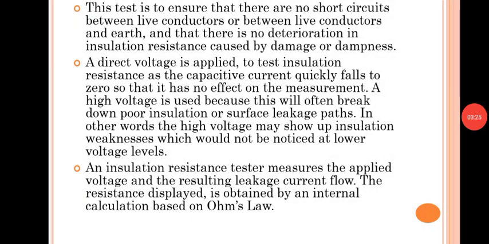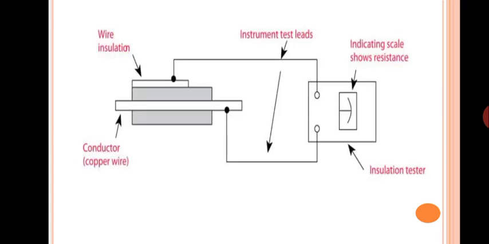So the test is to ensure that there are no short circuits between live conductors or between live conductors and earth. If there is a short circuit between live conductors, then the insulation has failed. Say we have two live conductors here, and in between there is one insulator. If this insulation fails, then there is a direct contact between the two wires, two PVC cables.